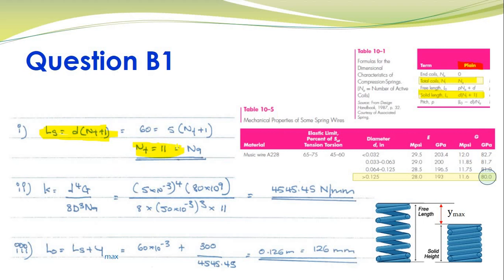So therefore I have this equality coming over here. So basically the number of active coils is simply equal to your NT, which is 11. So this is the first part.